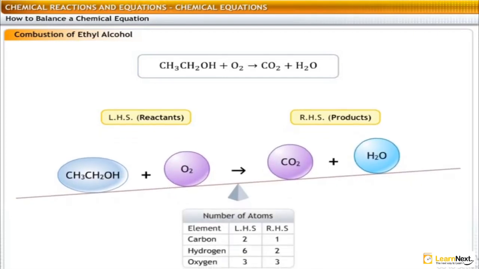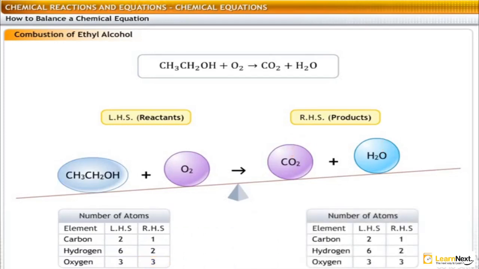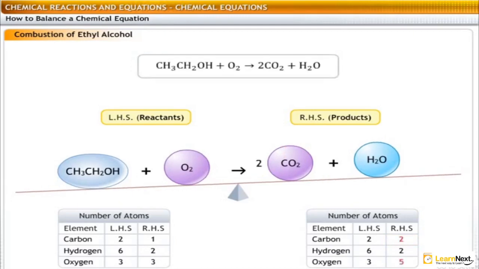Step 2 is to check the number of atoms of each type on either side. Here we have 2 carbon atoms on the left-hand side, but only 1 on the right-hand side. 6 hydrogen atoms on the left-hand side, but only 2 on the right-hand side. 3 oxygen atoms on the left-hand side, as well as on the right-hand side. Let us begin balancing the equations by selecting carbon. There are 2 atoms of carbon on the reactant side, but only 1 atom on the product side. So to balance this, add the coefficient 2 before carbon dioxide on the right-hand side.